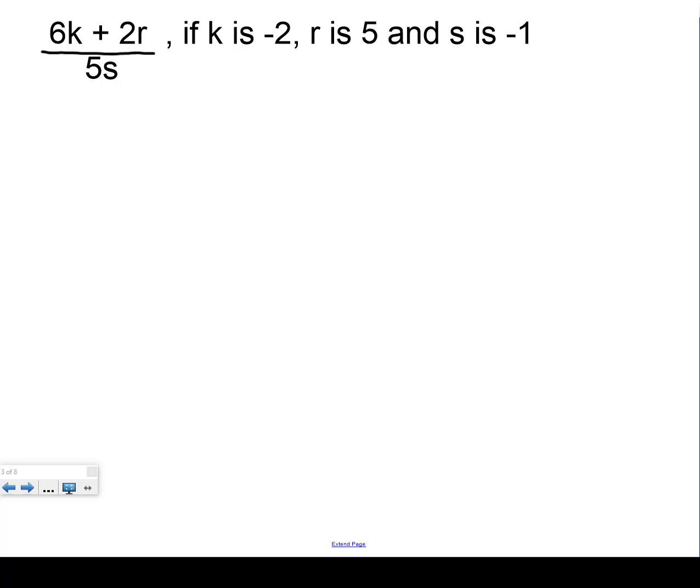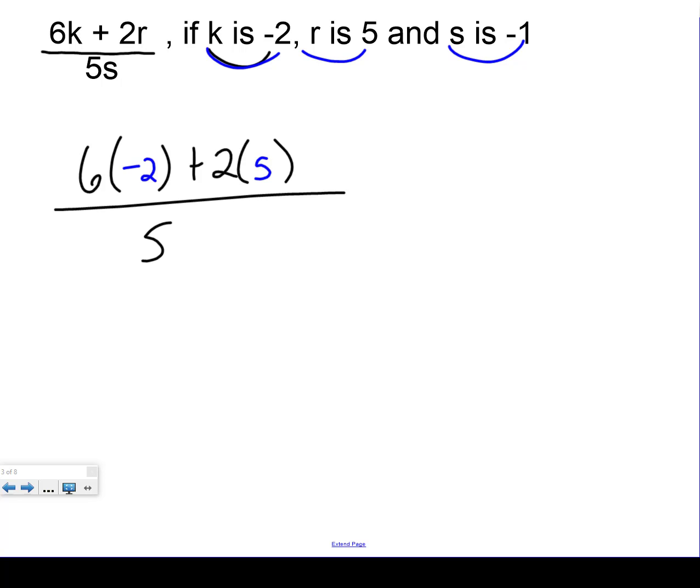So we've done a problem that looks like this in the last section in 9.4. There may not have been letters happening, but we know what those letters become. They become these numbers here. And so r is 5, k is negative 2, and s is negative 1. So when we rewrite this, I have 6 times negative 2, and then I have plus 2 times r, and r is 5. And then I have all of that over 5 times s, and s looks like it's negative 1. Okay, so we're taking care of this as a numerator and a denominator.